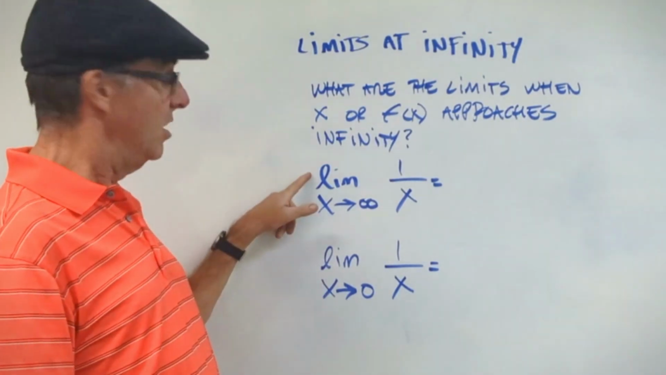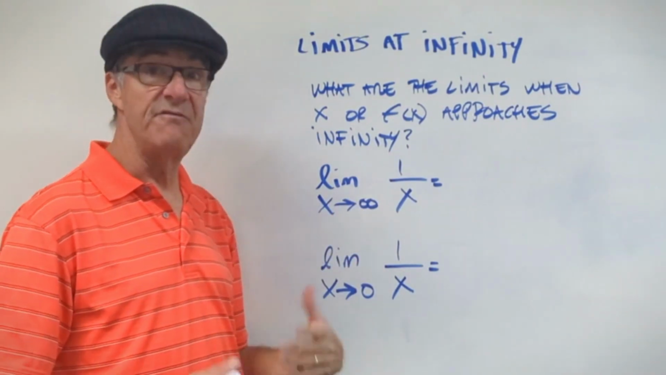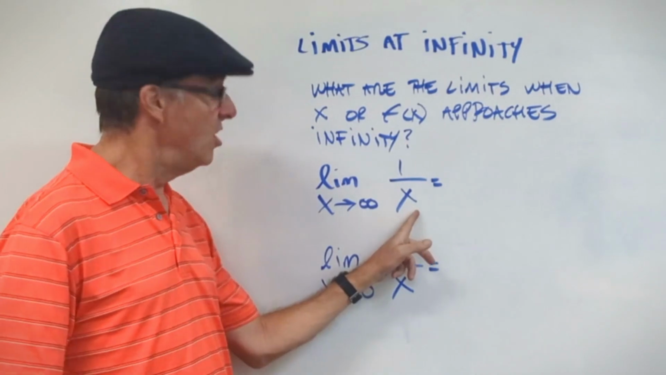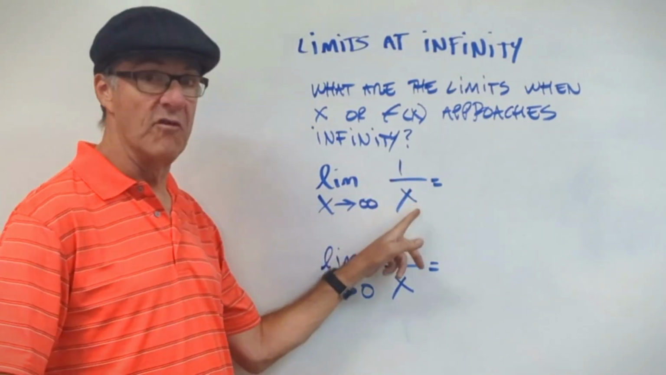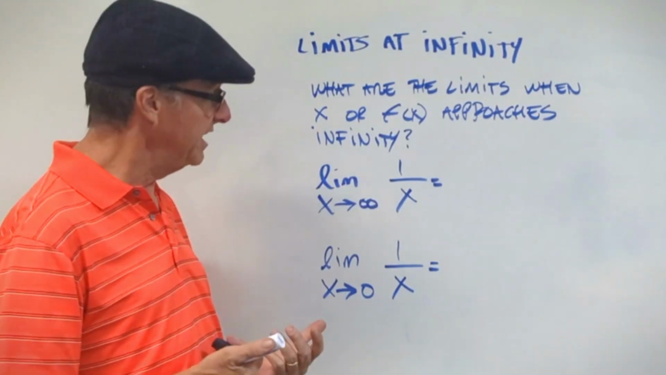So here's our first question. What is the limit of 1 over x as x approaches infinity? In other words, as x gets bigger and bigger and bigger forever, what's the value of 1 over bigger and bigger and bigger forever? Think about what's happening there.